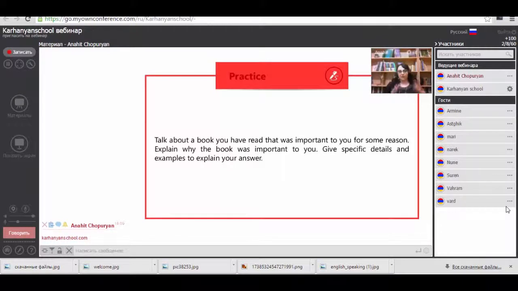Now, this was the preparation part, the way you must prepare yourself for independent part 1. Now let's take a general topic and try to think about what was important to you for some reason. Explain why the book was important to you. Give specific examples to explain your answer. Okay. I will show my own examples and you can see how it is done.